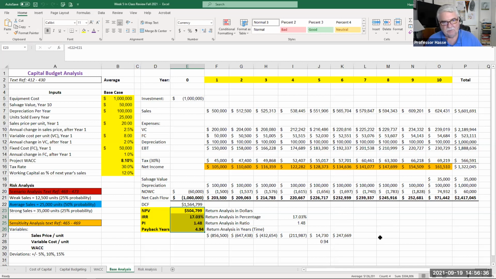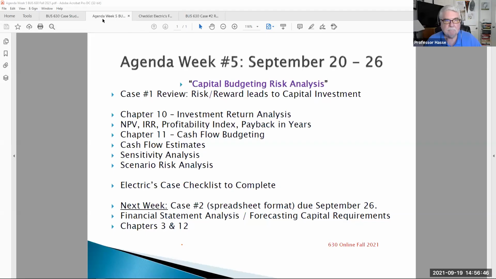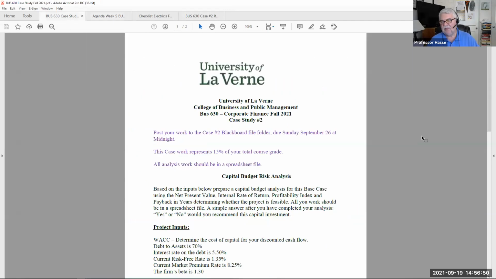And here is case number 2. I'm going to go over this. Case number 2 is a capital budget analysis, where you'll be given a series of inputs, and your sole job is to determine the return analysis: net present value, internal rate of return, profitability, and payback of this project.